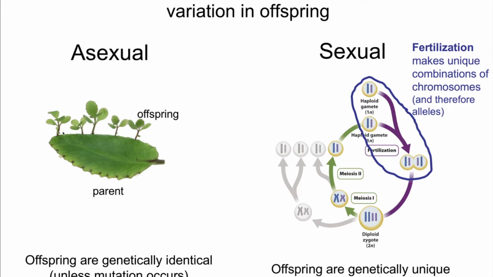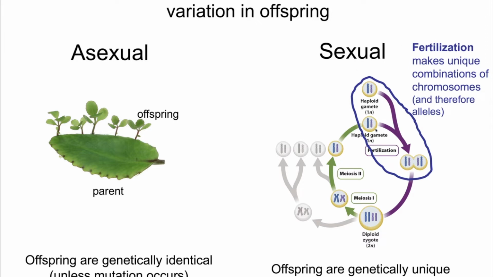So just as a reminder, in asexual reproduction, the offspring are genetically identical to the parents unless mutation occurs, and that's because mitosis is used. And so there's very little genetic variation in a population that's only reproducing asexually. And this is in contrast to a population that's reproducing sexually. So sexual reproduction can actually create a lot of genetic variation where offspring are genetically unique from the parents because meiosis and fertilization are involved, okay?